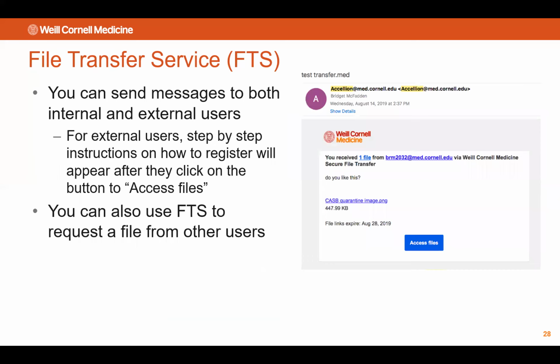You can send messages to both internal and external users using this method. For external users, step-by-step instructions on how to register will appear after they click on the button to access files. You can also use file transfer service to request a file from other users that you would like to view. Both file transfer service and #encrypt are great for sending encrypted email to other users. As I mentioned before, though, Weill Cornell Connect should be used if you're communicating with patients.